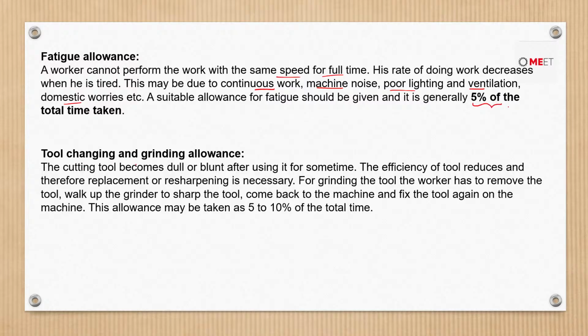Next is tool changing and grinding time. So when the operation has been completed and the next tool has to be mounted in the machine, or the tool changeover has to be done, then 5 to 10% of the total time has to be allotted. Even sometimes when a machining operation has been completed and the tool life has been lost, in order to sharpen the tool edge, the grinding has to be performed. So when the grinding is being performed, it is going to take 5 to 10% of the time.